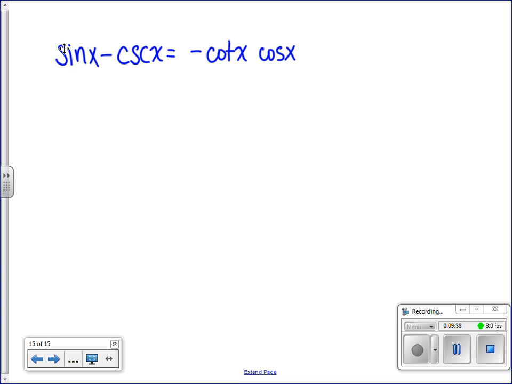So the first thing we want to do is what? What's the first? Well, I don't even have a denominator. Right, write it as sine and cosine.